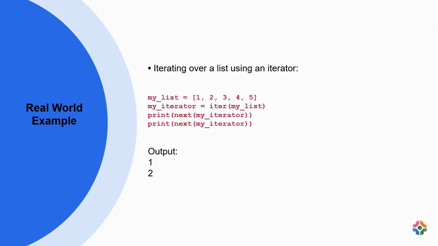When iterating over a list using an iterator, you can use the iter function to create an iterator object from the list. By using the next function on the iterator, you can retrieve each element of the list sequentially. In the provided example, the list 1, 2, 3, 4, 5 is iterated using an iterator. The first two elements are accessed and printed, resulting in an output of 1, 2.